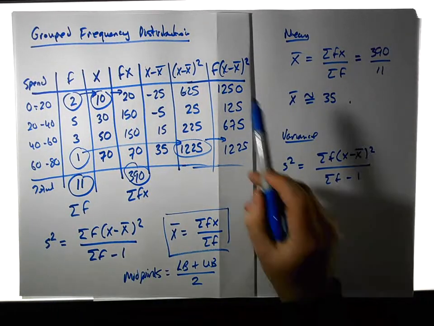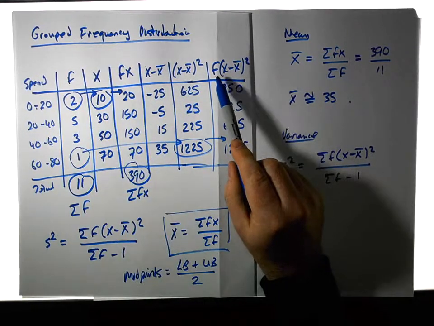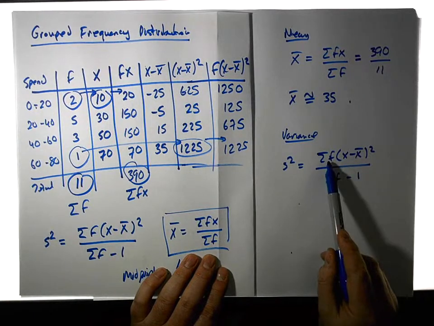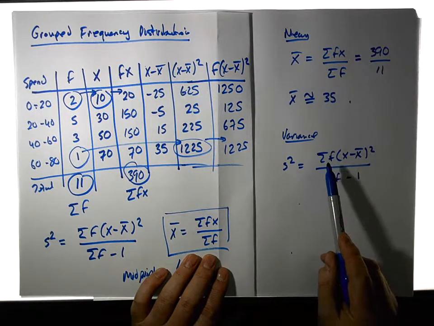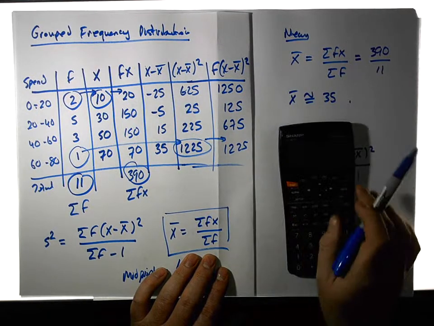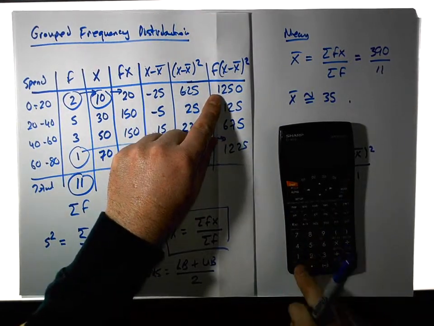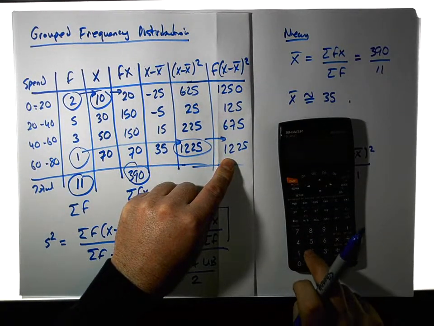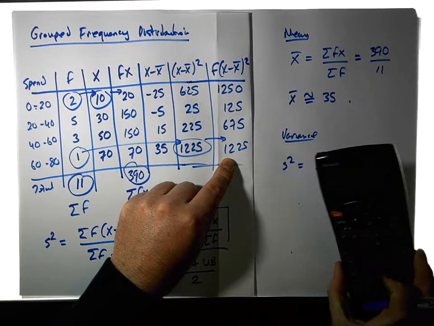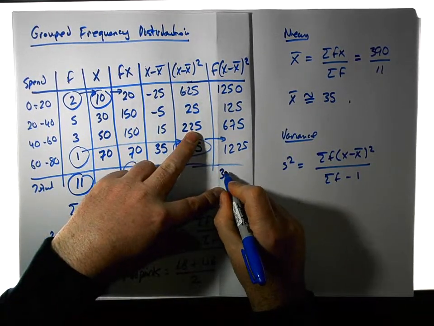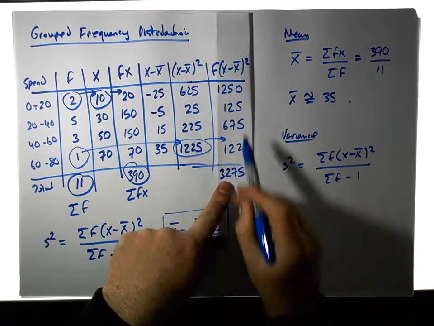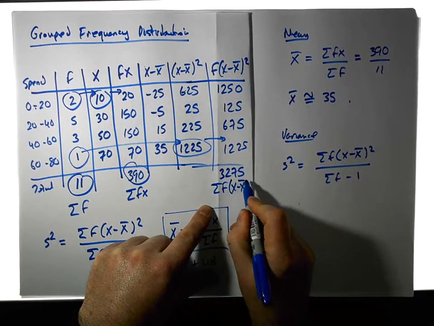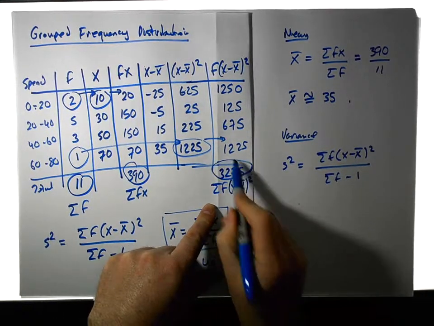Point being, for every observation, we now have the F times the x minus the x bar squared. So what we need to do now is sum those guys up. I'll just use the calculator to do this really quickly. So we have 1250 plus 125 plus 675 plus 1225, which gives us a value of 3275. This value here is the sum of the frequencies times the x minus the x bar squared column.